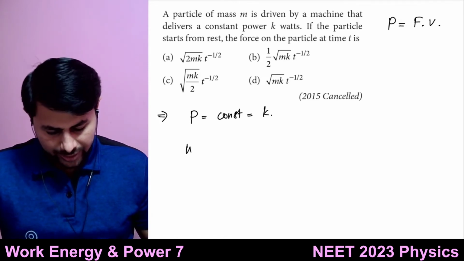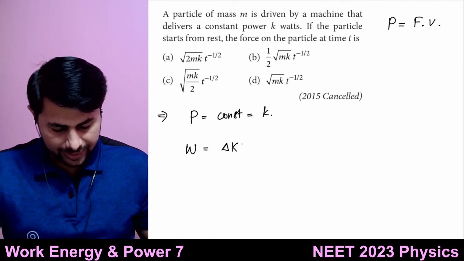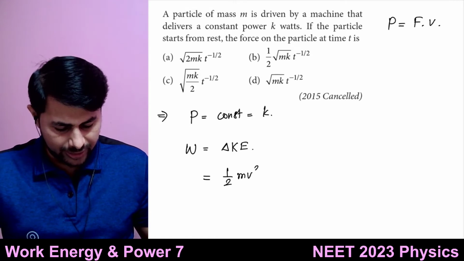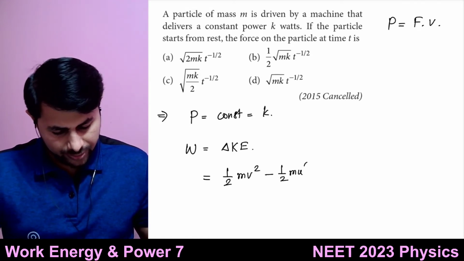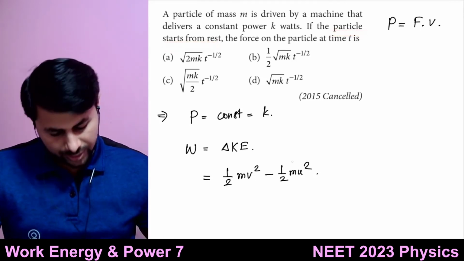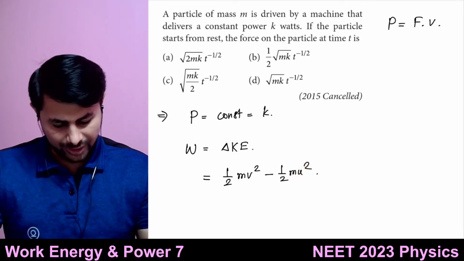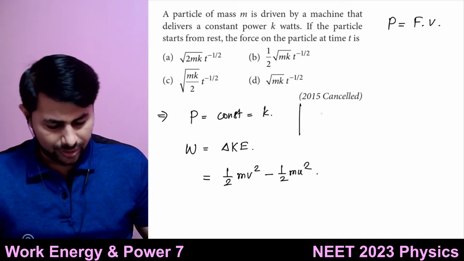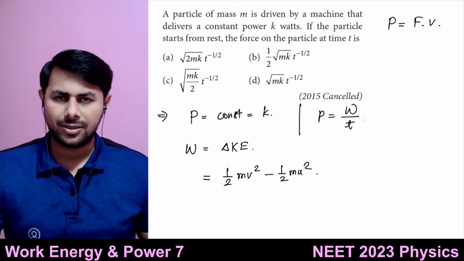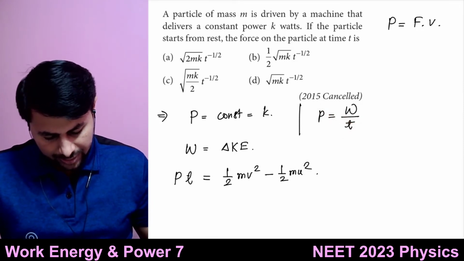So work done here will be equal to the change in kinetic energy, delta KE, which is equal to half m v square minus half m u square. The particle starts from rest, so the initial kinetic energy will be equal to 0. And the power can be written as work done upon time, so work done is power multiplied by time.